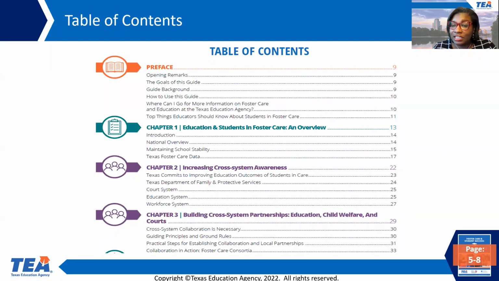So if you're just looking to find certain information, all you have to do is click on that subsection within the chapter, within the electronic guide. If you just want to go to how to use the guide, you can click on that hyperlink and it will take you directly to that page. So the table of contents is very valuable for you. All you have to do is click on the area where you want to go. If you wanted to go to chapter 1, just click on that chapter. And the table of contents is located on pages 5 through 8.